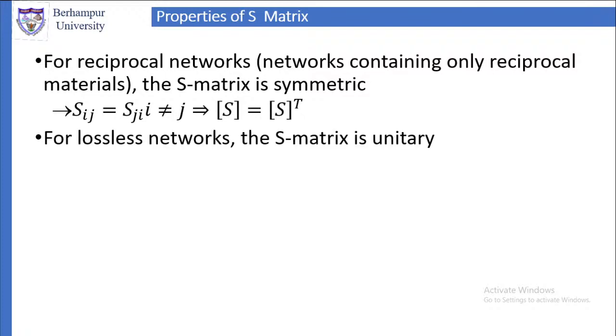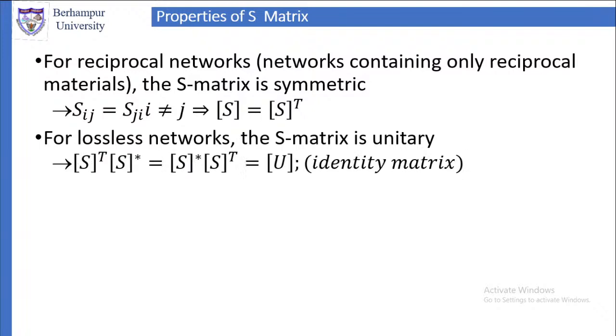Now, if you have a lossless network, the S matrix will be unitary. Unitary matrix means the transpose of the matrix multiplied by the complex conjugate of the matrix will be the same as the complex conjugate of the matrix multiplied by the transpose of the matrix, which will be the same as the identity matrix or unit matrix. That implies that S transpose is equal to S complex conjugate inverse, or you can also say S inverse complex conjugate.